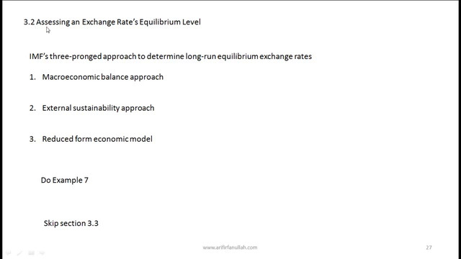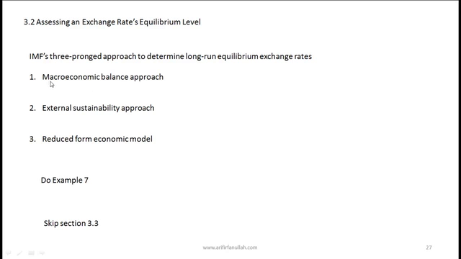Next, section 3.2, assessing an exchange rate's equilibrium level. Here the curriculum talks about the IMF's three-pronged approach to determining long-run equilibrium exchange rates, and these essentially build on top of the parity relationships we've talked about. There is not too much detail on this. All you need to know is these three items and a brief description.